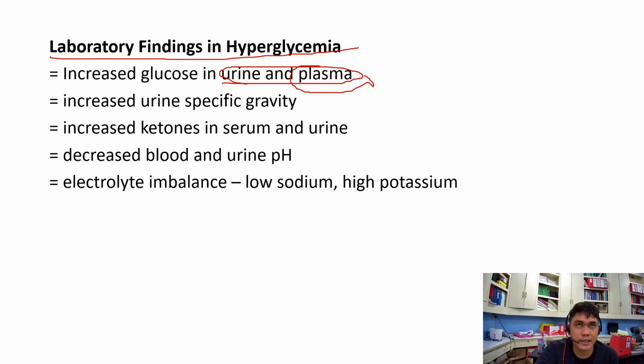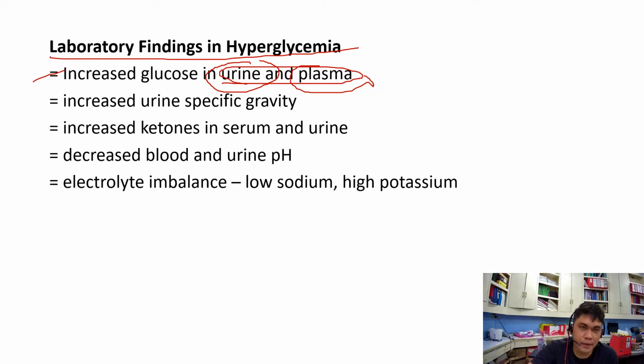So there's accumulation of glucose in our plasma. If the glucose concentration reaches the renal threshold, which is 160 to 180, the body will try to eliminate the excess glucose via urination. That's why there's an increase in glucose concentration in urine. So those are the first two laboratory findings: increased urine glucose and increased plasma glucose level.